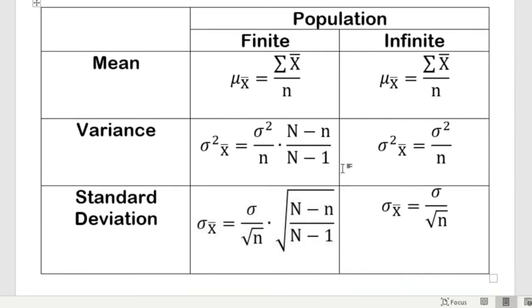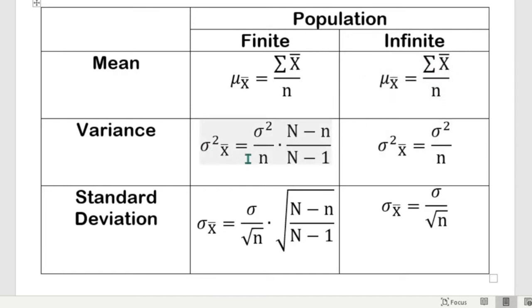In calculating the mean of the sampling distribution of the sample means, which is denoted by mu sub x bar, we determine the summation of the sample means and divide it by the sample size for a finite population. Likewise in an infinite population.